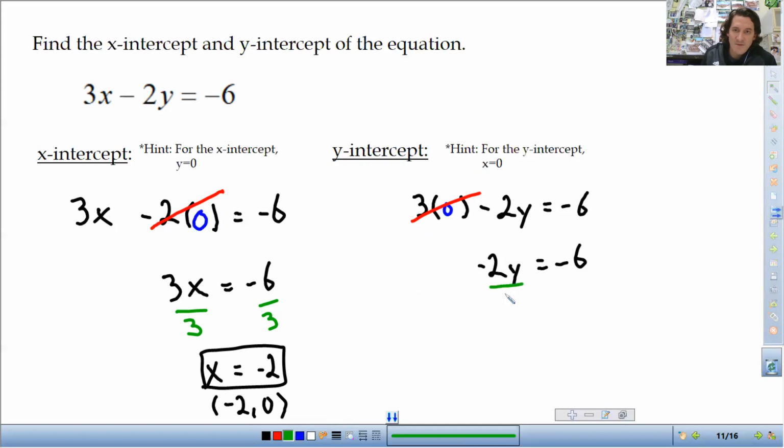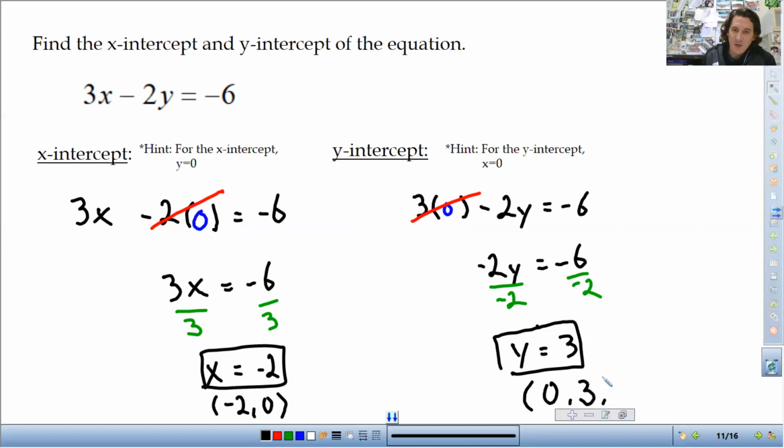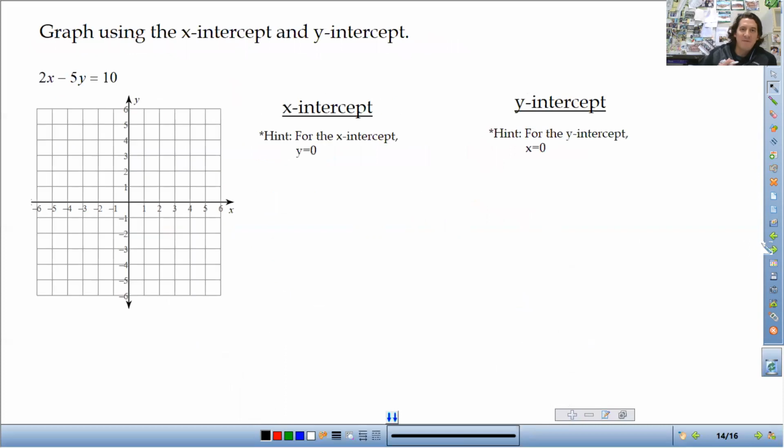Solve for y now, divide both sides by -2. You get y is equal to, negative divided by negative is positive, 6 divided by 2 is 3. So that would be at the point (0, 3). So now let's use that method to actually graph.